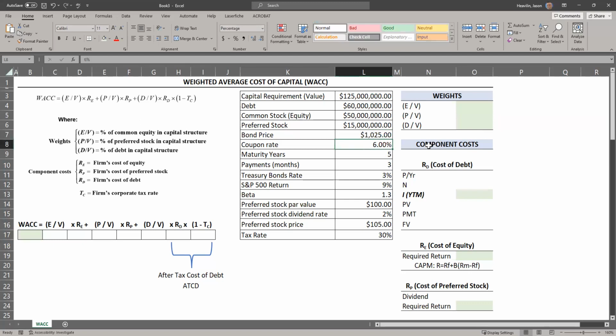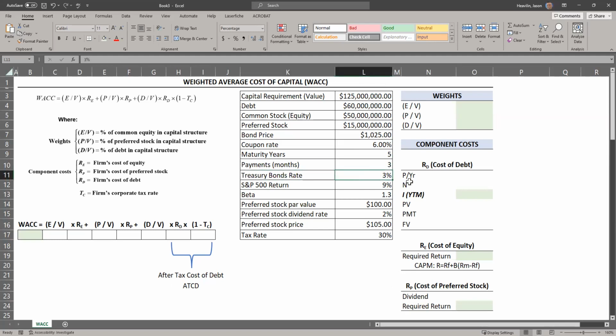The coupon rate is 6%. It matures in 5 years. So the end of the bond is 5 years from now, or it has 5 years total time left. Payments, as in months, not the dollar amount, but the frequency of the payments. So every 3 months, they pay out some of that interest. We're talking about the bonds.